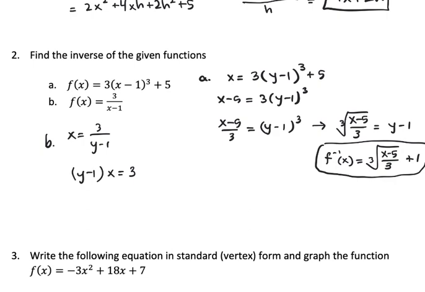And then to get y by itself, we're going to divide by x first and then add the 1. So divide by x, and then add 1, and that's the inverse.